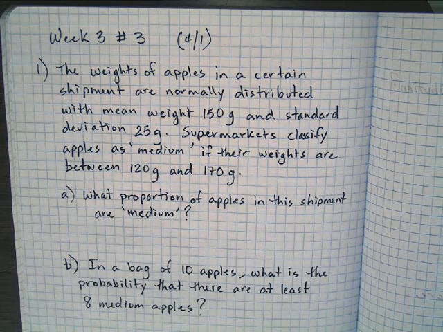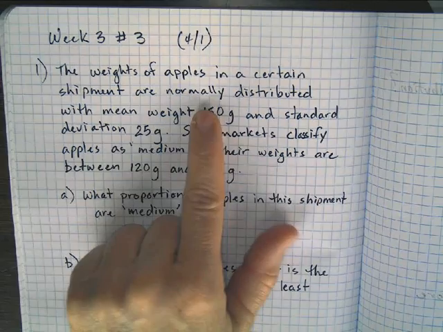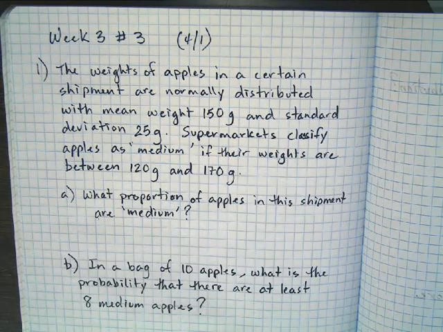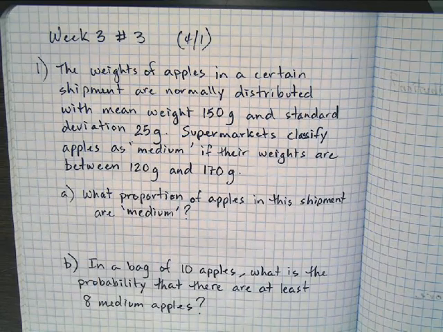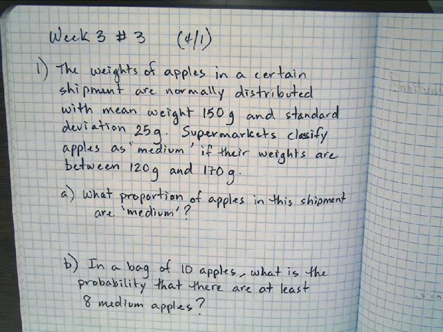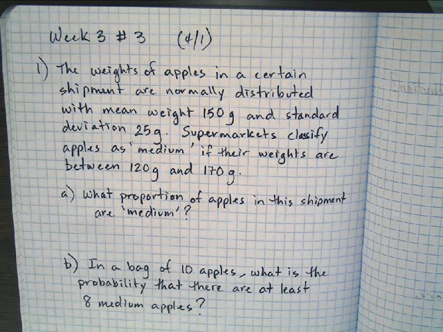All right, so notice it says it's normally distributed, okay? I want to give you a couple of hints. What proportion of the apples in the shipment are medium? The proportion that are medium, you can express that as a percent. And when it asks for proportion, that's the same thing as asking what's the probability that the apple will be medium. So that's just a little tip. You can solve proportion problems the same way that you would solve probability problems.